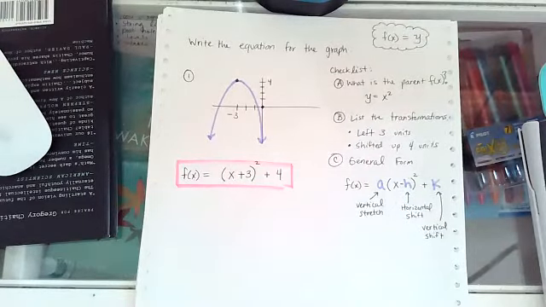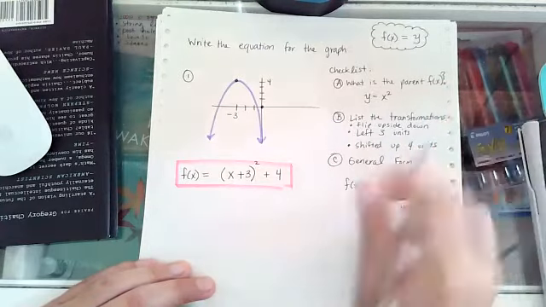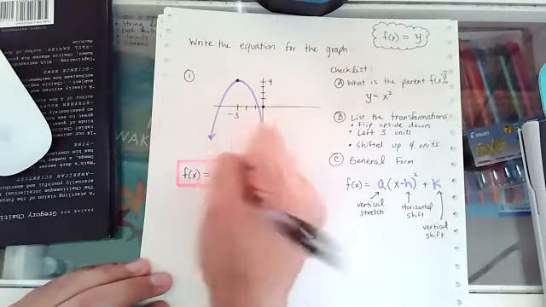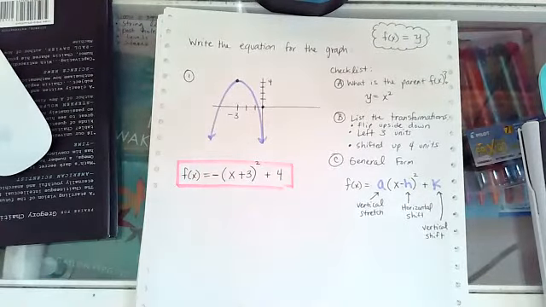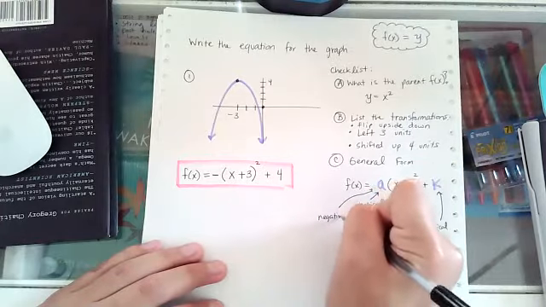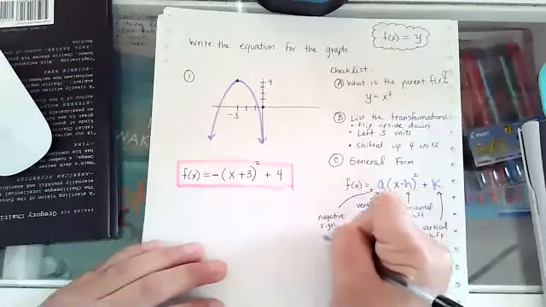Oh, you know what? I forgot another thing. This thing is upside down also. So, flip upside down. If it's flipped upside down, then we need a negative in front of the function. So maybe I'll put a little arrow here and say a negative sign flips the graph upside down.